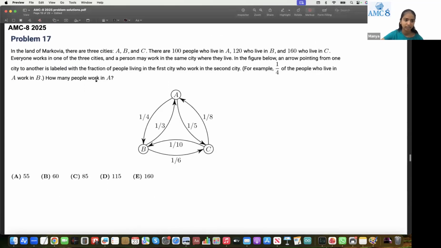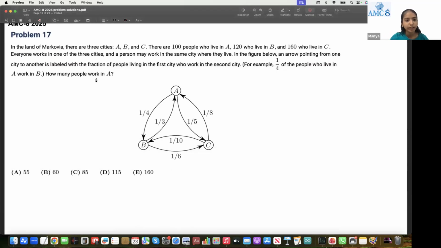Problem number 17. In the land of Mongolia, there are 3 cities, A, B, and C. There are 100 people who live in A, 120 who live in B, and 160 who live in C. Everyone works in one of these 3 cities, and a person may work in the same city where they live.